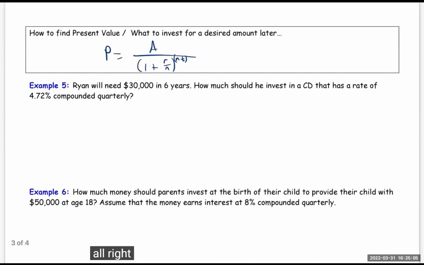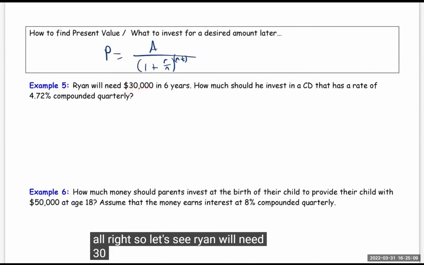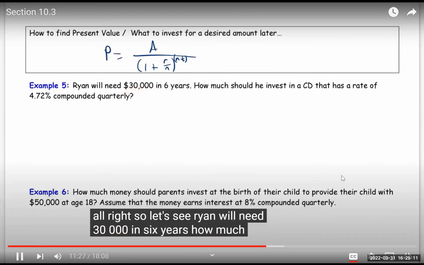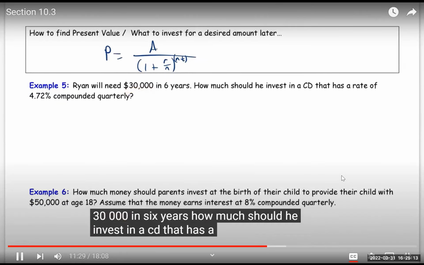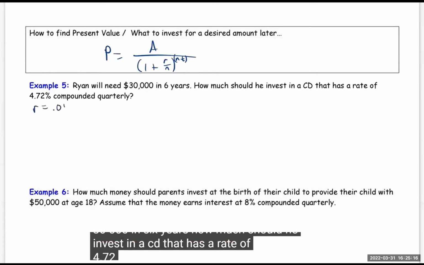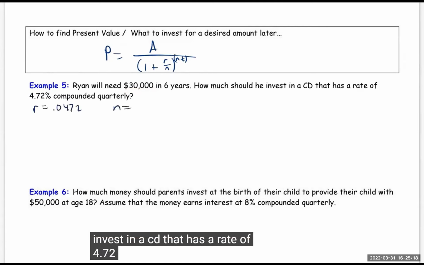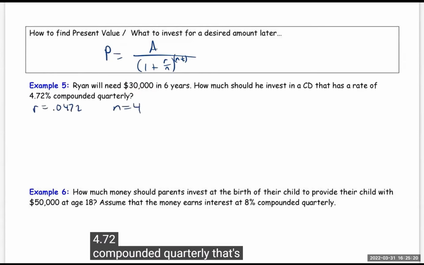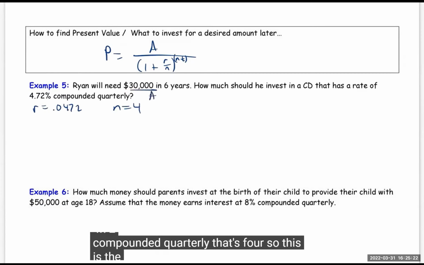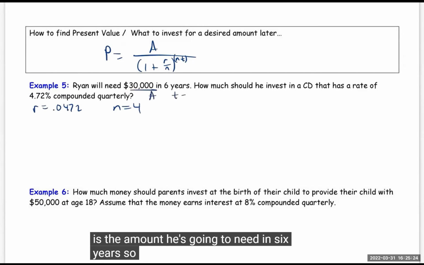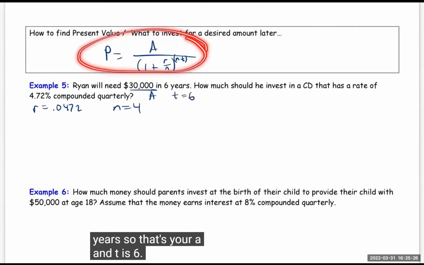All right, so let's see. Ryan will need $30,000 in 6 years. How much should he invest in a CD that has a rate of 4.72% compounded quarterly? That's 4. So this is the amount he's going to need in 6 years. So that's your A, and T is 6.